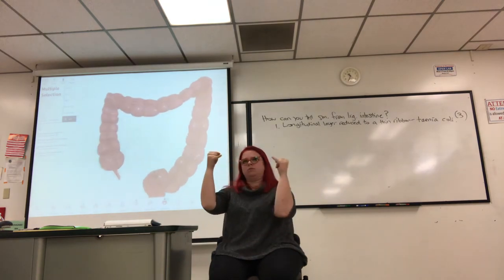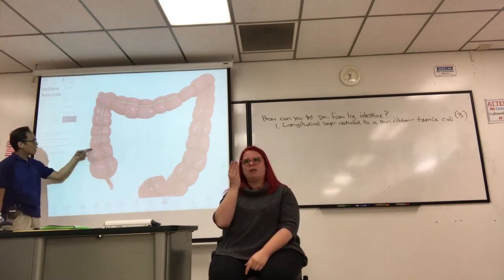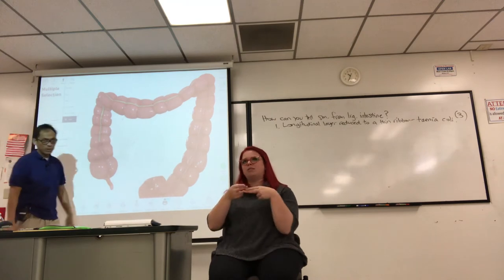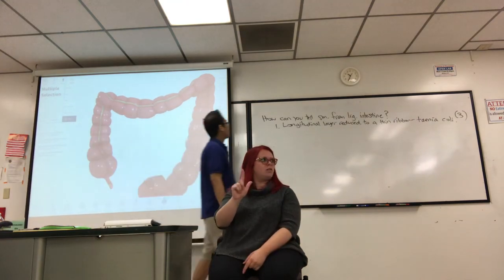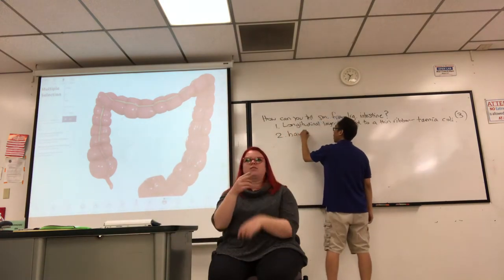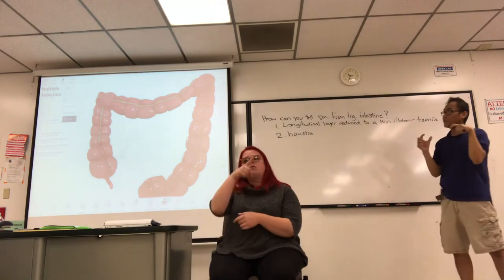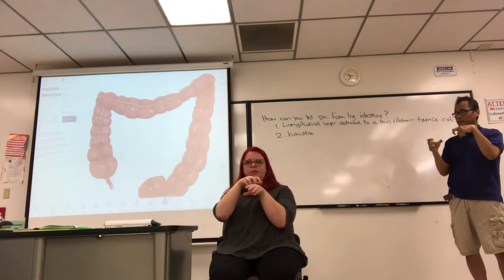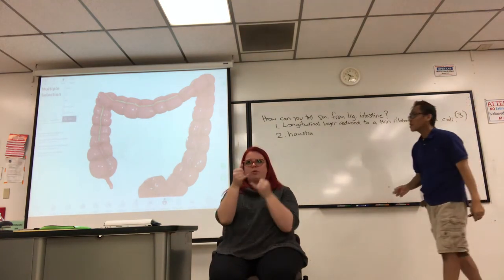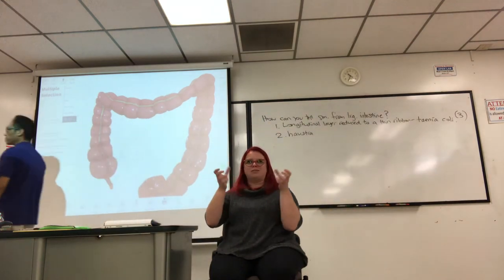The small intestine doesn't have that. Also, look at the pocketed appearance of the large intestine. Those pockets are called haustra. That's another way you could tell. Because the longitudinal layer is reduced to three bands, when they contract, they create the pockets.